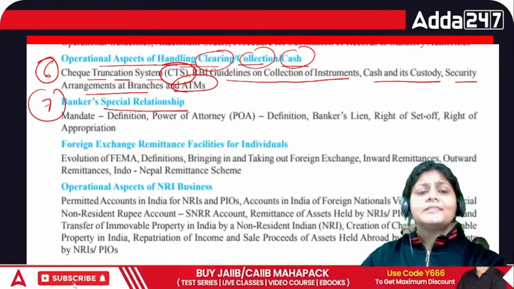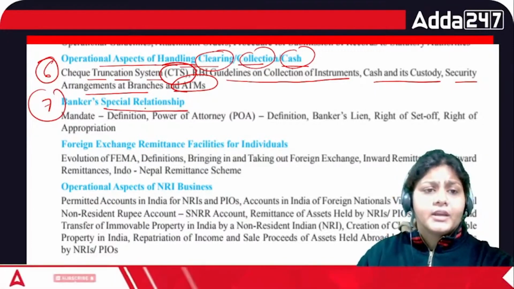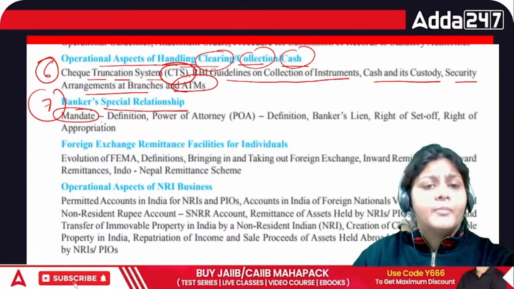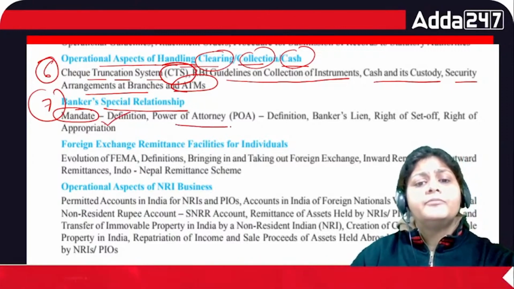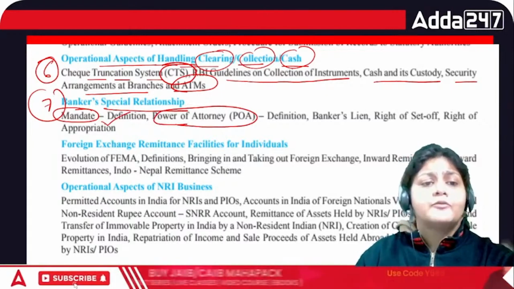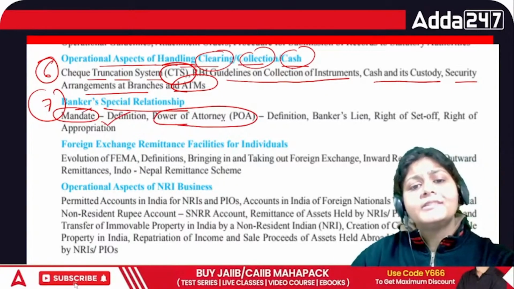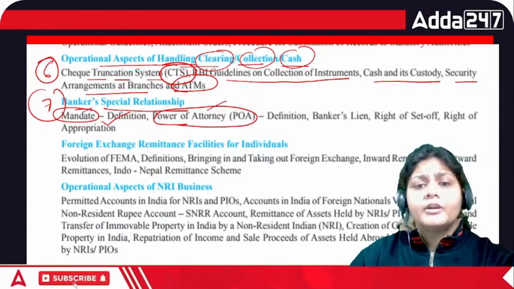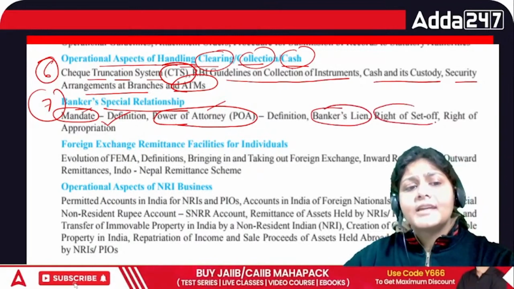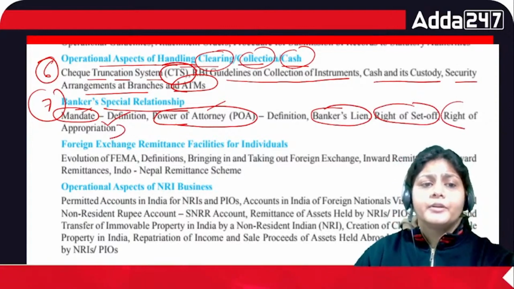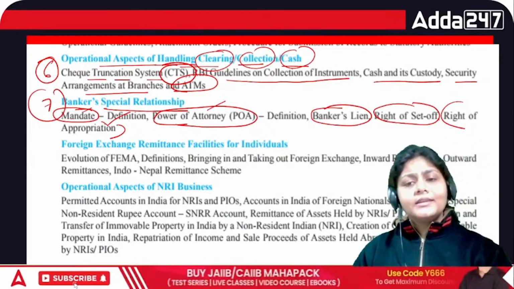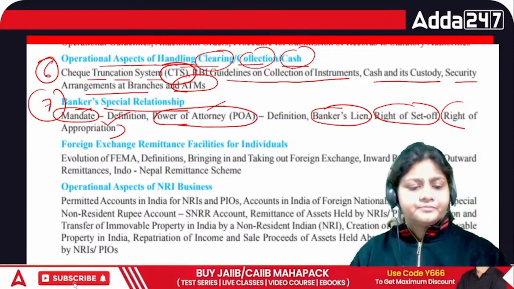Special means that it is related to some situations, right? So we have to go through what is the meaning of mandate, then what is the meaning of power of attorney, right? In what circumstances we have to opt for mandate and in what circumstances we have to opt for power of attorney, right? Then what is a banker's lien, then right of set off, and what is the right of appropriation. All these I am going to cover in your YT session also, and in detail I am going to cover in the paid batches, right?